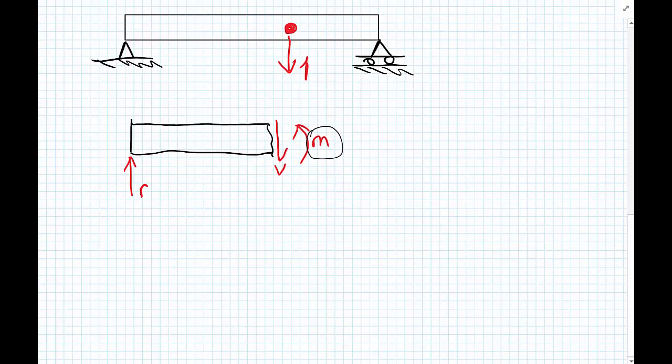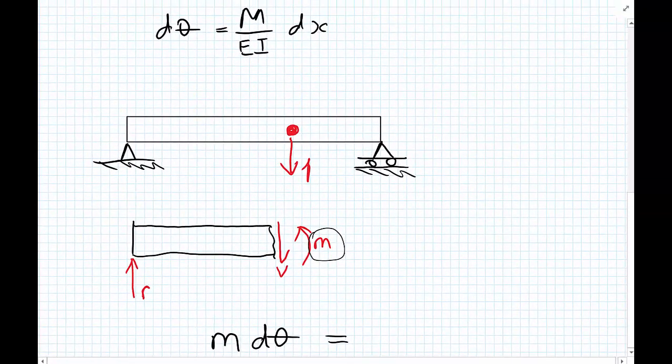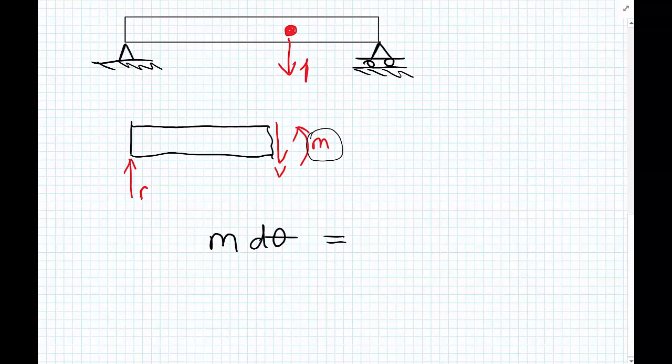So we can say that the work done would be the moment multiplied by the rotation that this moment goes through. So moment times d theta. So d theta is the rotation that came from the real loads, but m is the moment due to the virtual load. So we can expand this. So m from our formula for d theta. So d theta is M over EI dx. So that equals m multiplied by M over EI dx.